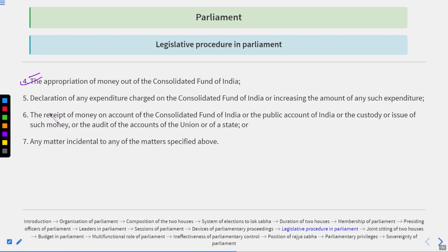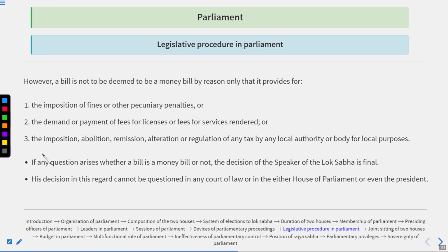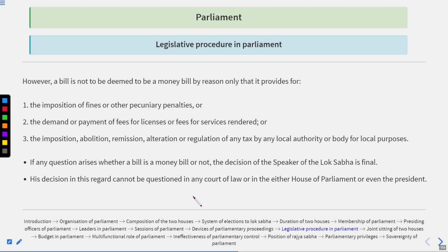The appropriation of money out of the Consolidated Fund of India, the declaration of any expenditure charged on the Consolidated Fund of India or increasing the amount of any such expenditure, the receipt of money on account of the Consolidated Fund of India or the public account of India or the custody or issue of such money or the audit of the accounts of the union or of a state, and any matter incidental to any of these matters specified above. So these were the 7 conditions on which the bill could be declared a money bill or not.